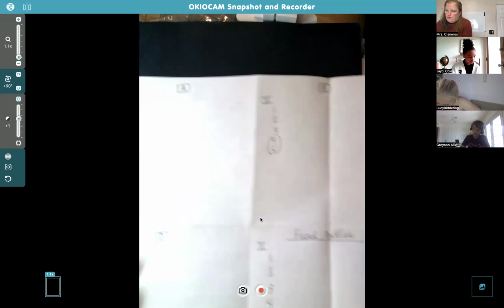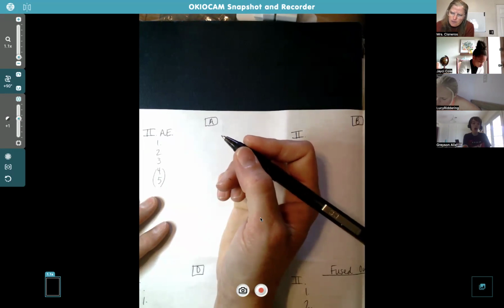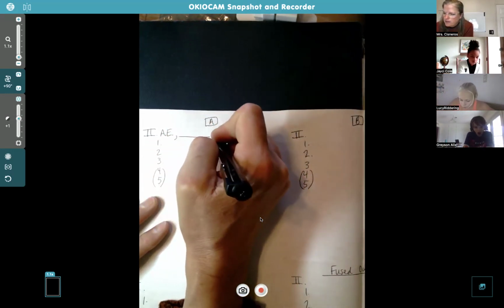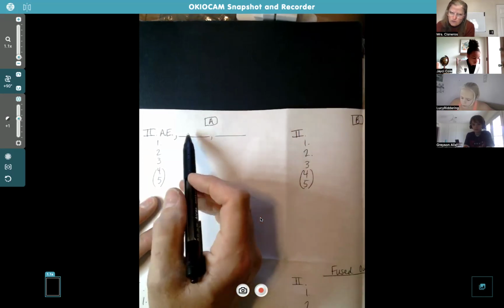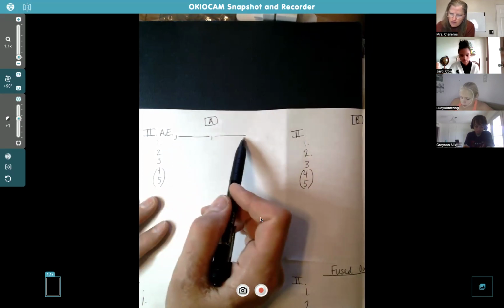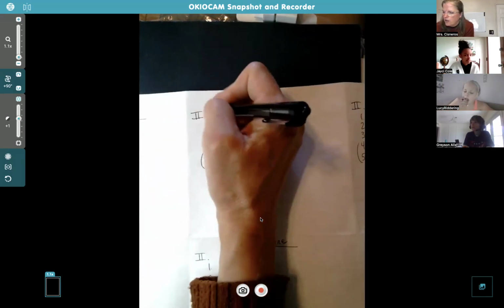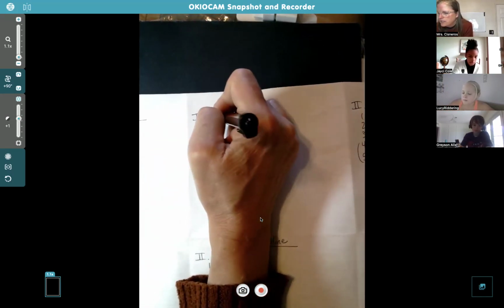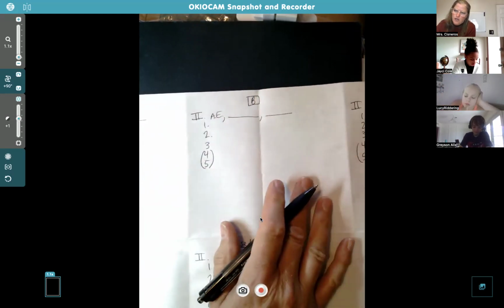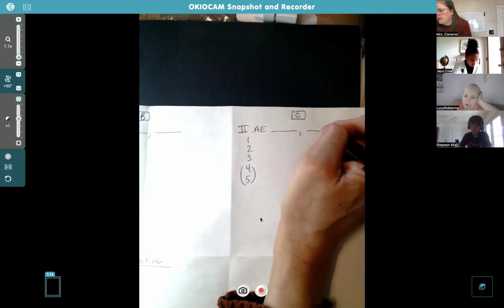From here, you're going to write AE for Amelia Earhart, so you don't have to write her name every single time on this, comma, and then whatever topic you chose. Accomplishments, first flight, or last flight disappearance. Either one of those you're going to put here. So fill that in for all of your Roman numeral 2s. AE for Amelia Earhart, blank, blank. That's going to be whatever topic you picked.